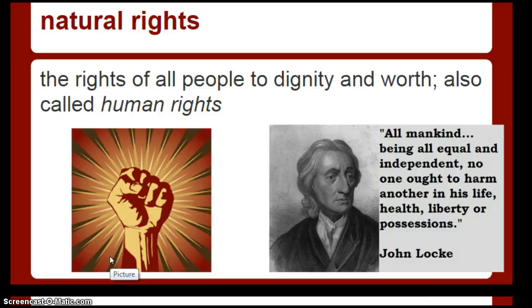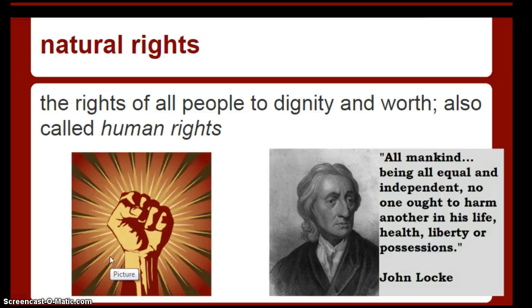Natural rights are the rights of all people to dignity and worth. They're also called human rights. And we've talked about these in relation to John Locke and also some of the ideas in the Declaration of Independence and other founding documents. And what people believe, the specifics of what rights you have or don't have might be different.